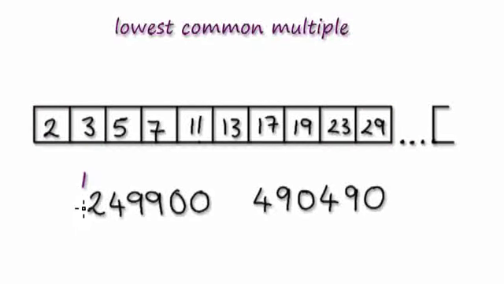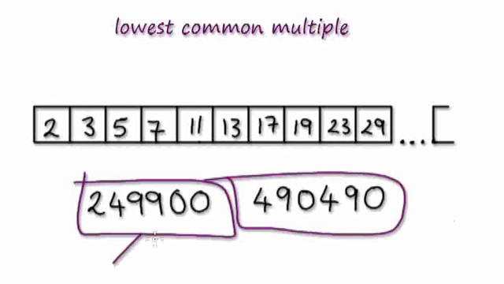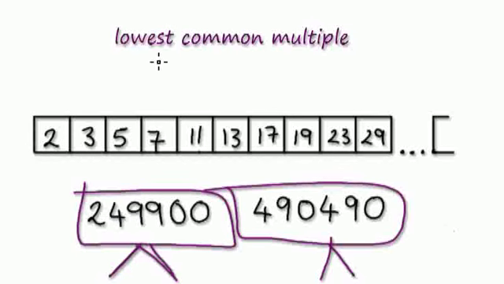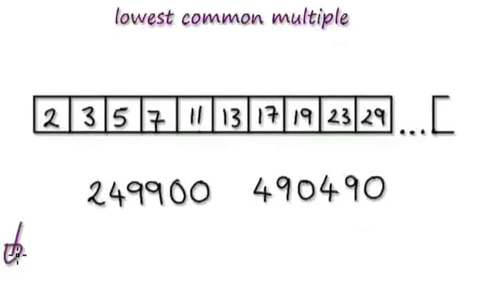Okay, and in order to find the lowest common multiple of these two numbers, remember you've got to try and break this number up into a product of primes. Then break this one up into a product of primes, and then from there, can you start to find the lowest common multiple of these two numbers? Okay, so press pause and have a go.